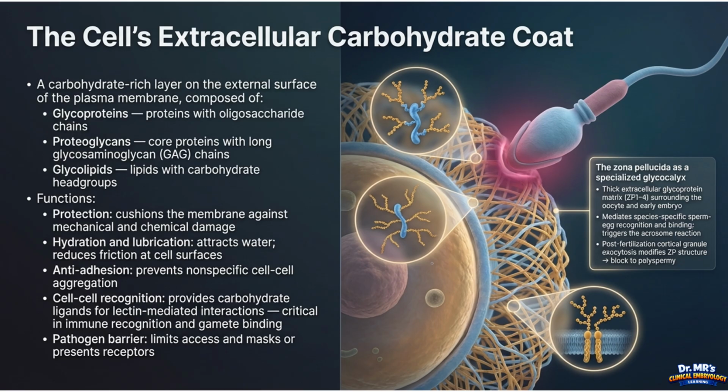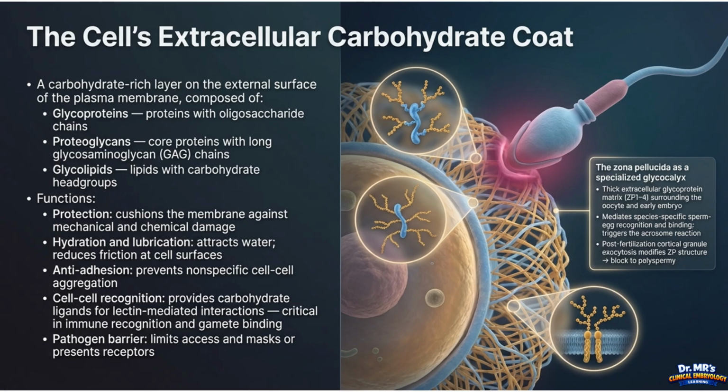The glycocalyx is composed of three types of carbohydrate-bearing molecules. Glycoproteins are proteins with oligosaccharide chains covalently attached to specific amino acid residues. These chains are relatively short and branched. Proteoglycans are proteins bearing long glycosaminoglycan chains, repeating disaccharide units that can extend considerable distances from the cell surface and carry a high negative charge. And glycolipids are lipids with carbohydrate head groups extending into the extracellular space. Together, these three components form a brush-like layer that can extend tens to hundreds of nanometers beyond the lipid bilayer itself.